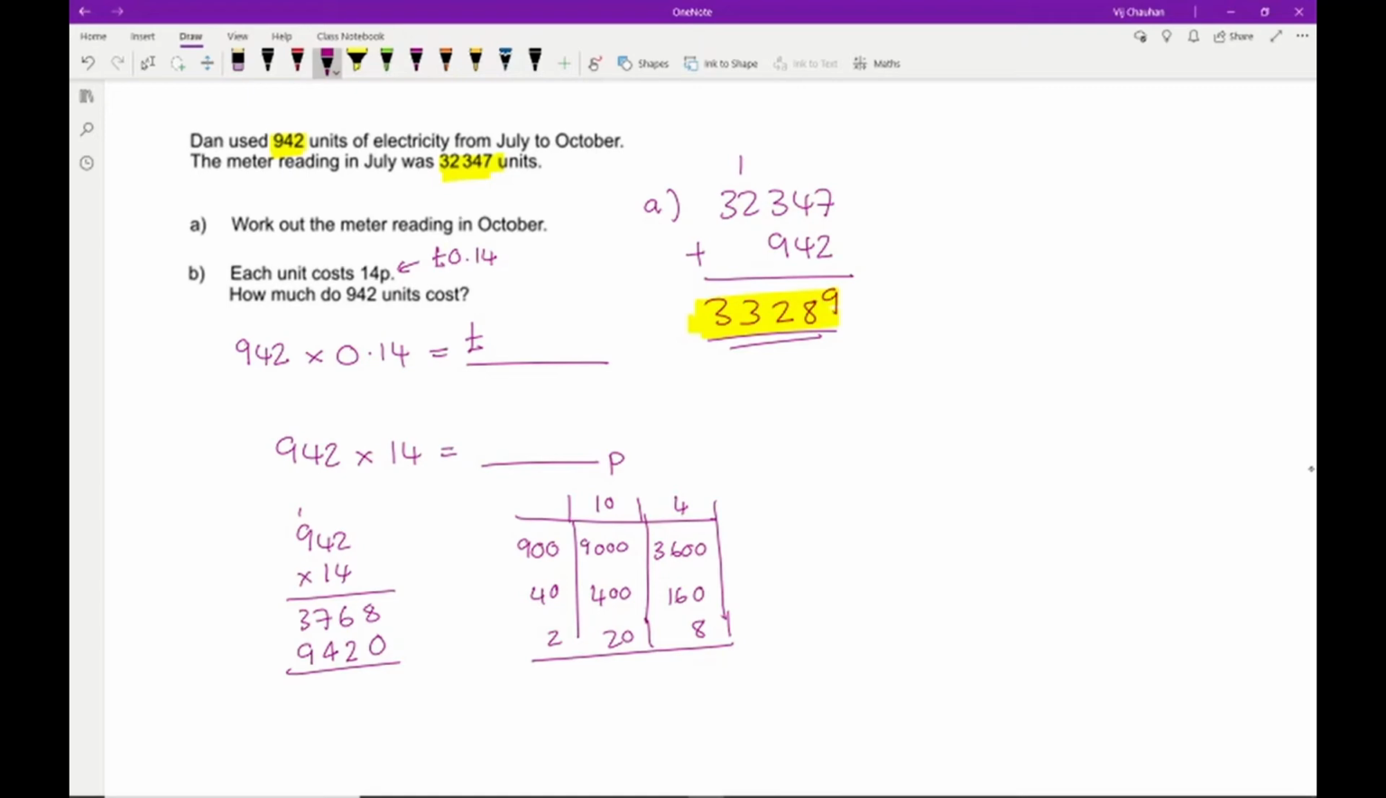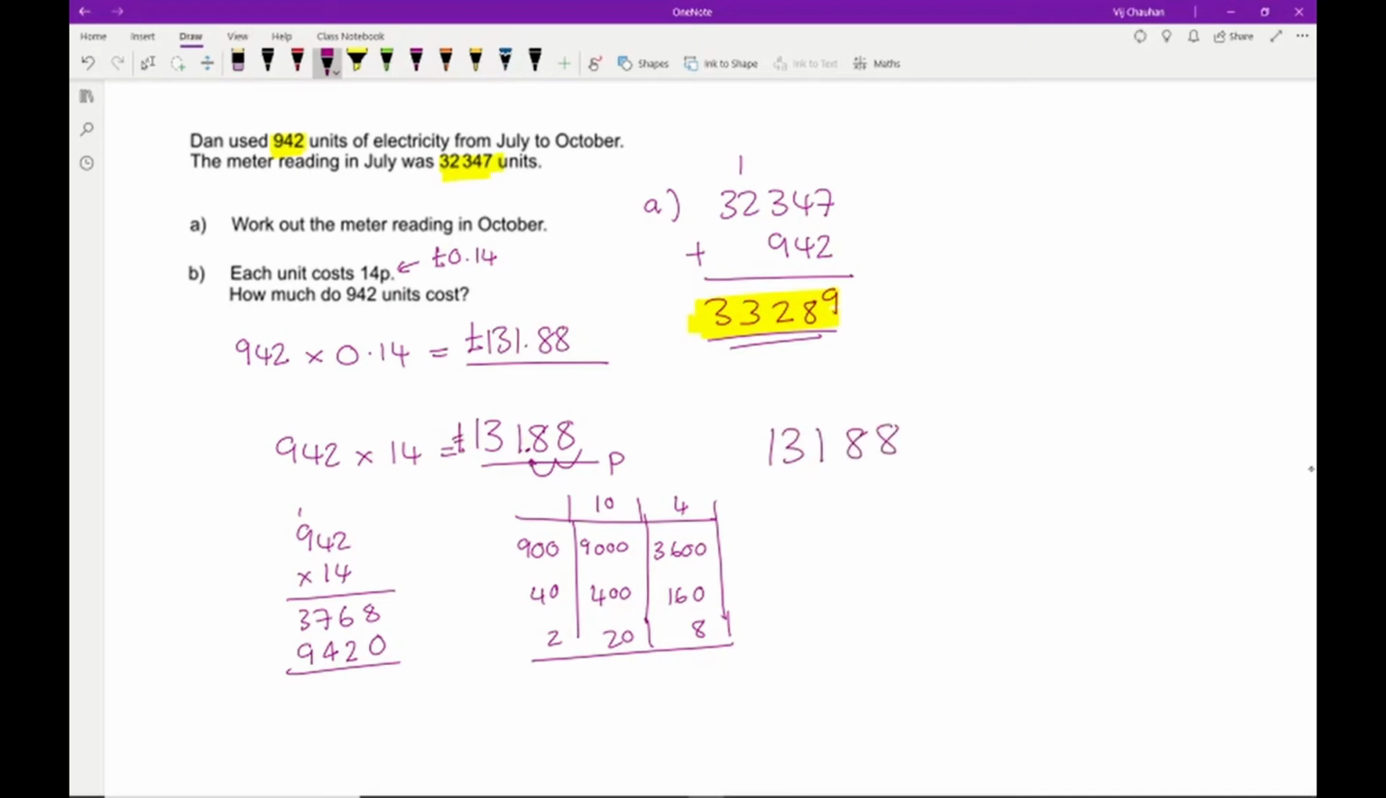And we should get the correct answer of 13,188. Now, because we're dealing with pence, I need to convert it into pounds. I need to move the decimal point 2 places, and so it becomes £131.88.